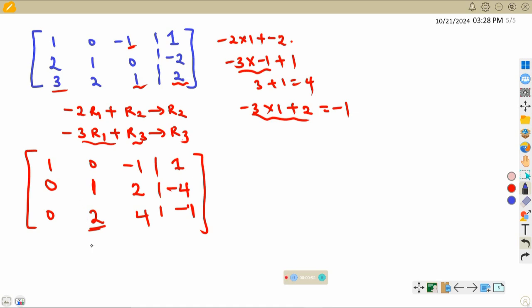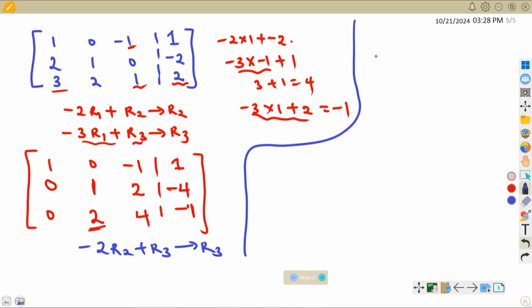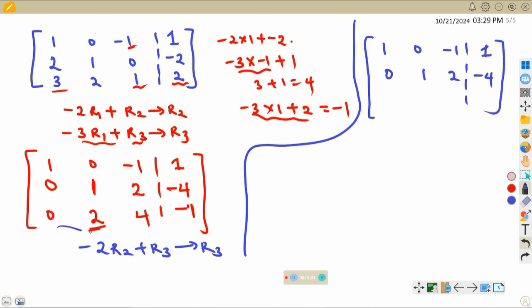So we shall apply negative 2 row 2 plus row 3 to give us row 3. So this will give us 1, 0, negative 1. Then still we have here 1. Then this is 0, 1, 2, negative 4. Then the last one will be, we are applying this operation.